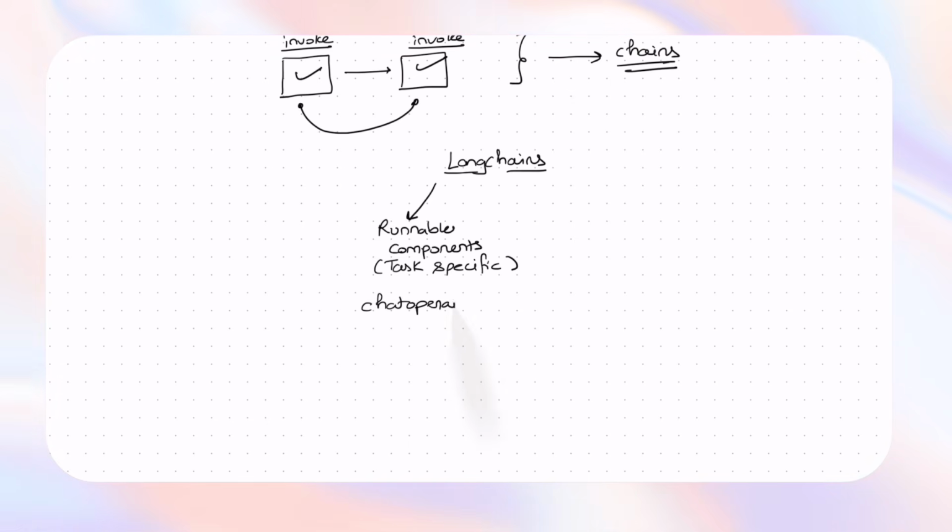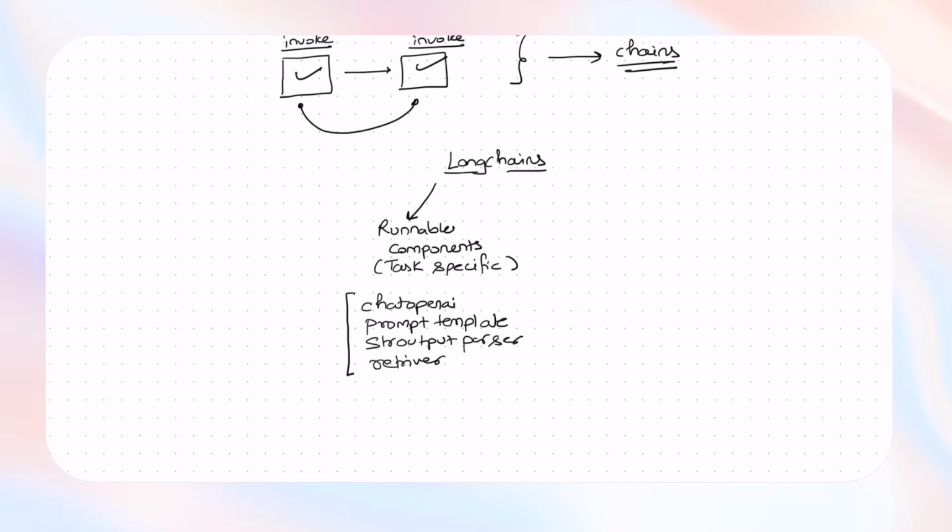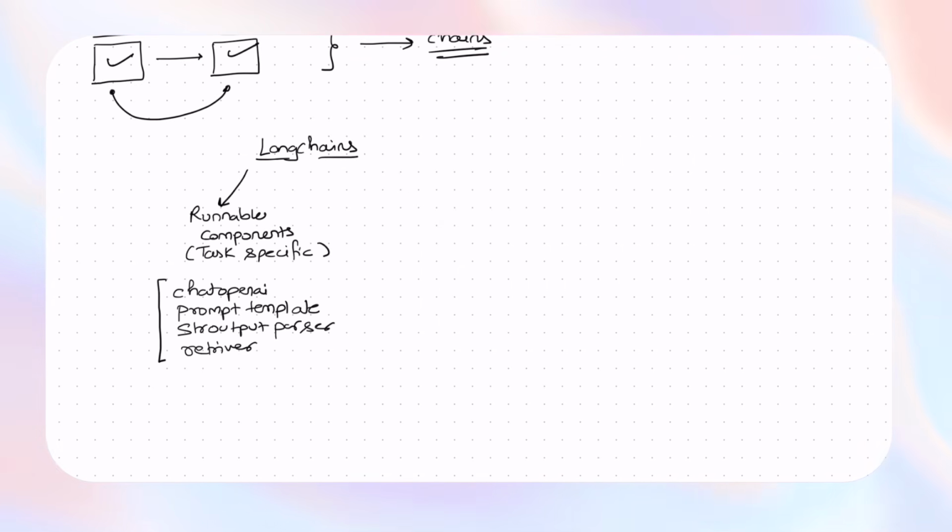Now we have used it a lot, right? And this itself is a runnable. For example, prompt template. We have used this also, and this itself is a runnable. For example, a string output parser, and this is also a runnable. For example, the retriever, and this also is a runnable. So all the components that you find in the LangChain library are runnables in themselves. So these are your task specific runnables.